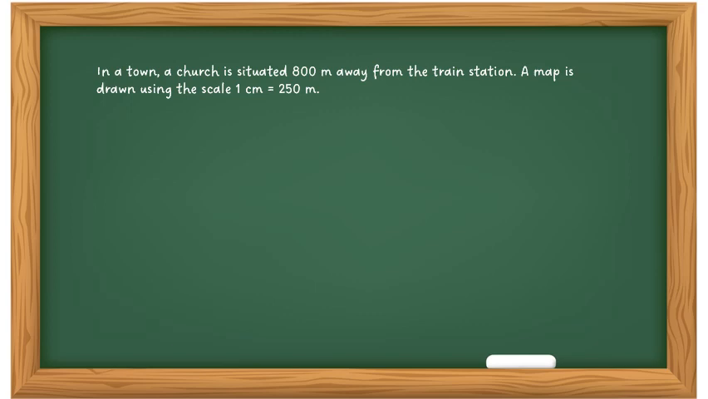Try these questions. In a town, a church is situated 800 meters away from the train station. A map is drawn using the scale 1 to 250 meters. So work out the distance between the church and the train station on the map. Pause the video, have a go.